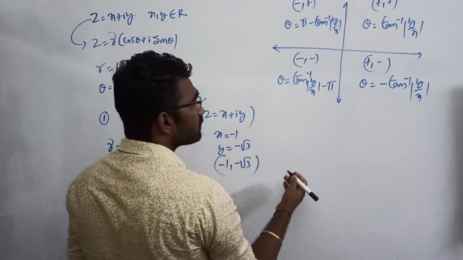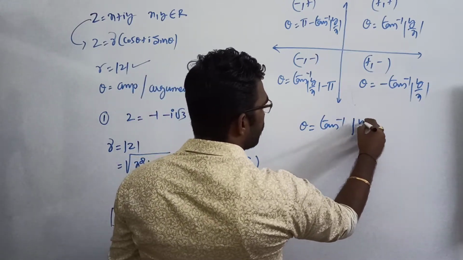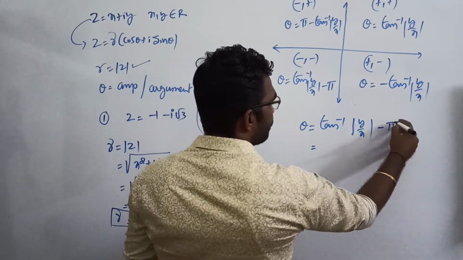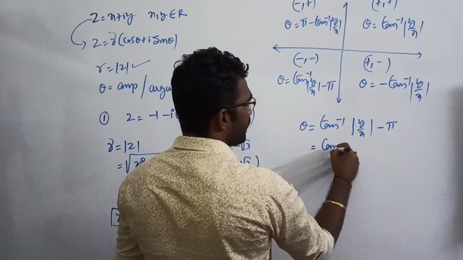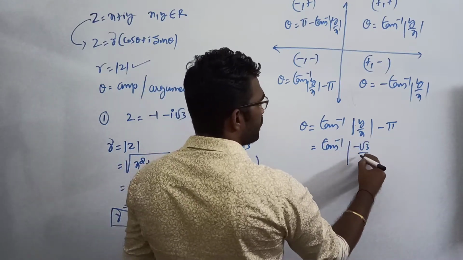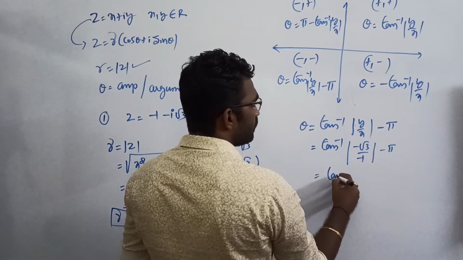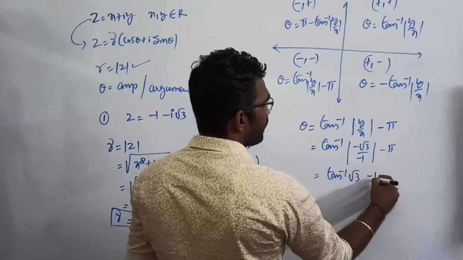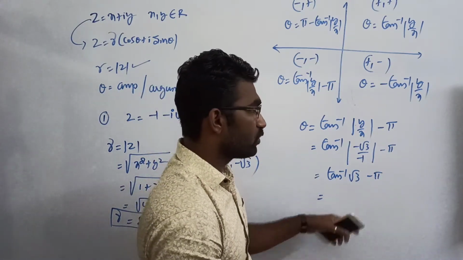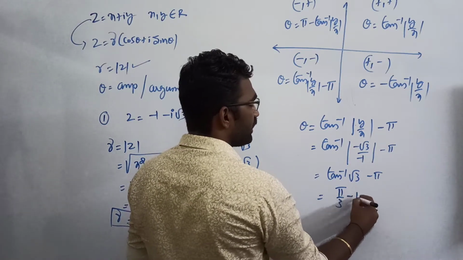We got minus, minus, which means it lies in the third quadrant. For the third quadrant, the formula is theta equals tan inverse of mod of y divided by x, minus pi. So tan inverse of mod of minus root 3 divided by minus 1, minus pi. Anything under the mod becomes positive, so root 3, minus pi. When the value of tan is root 3, that is tan 60 degrees, which is tan of pi by 3, minus pi.